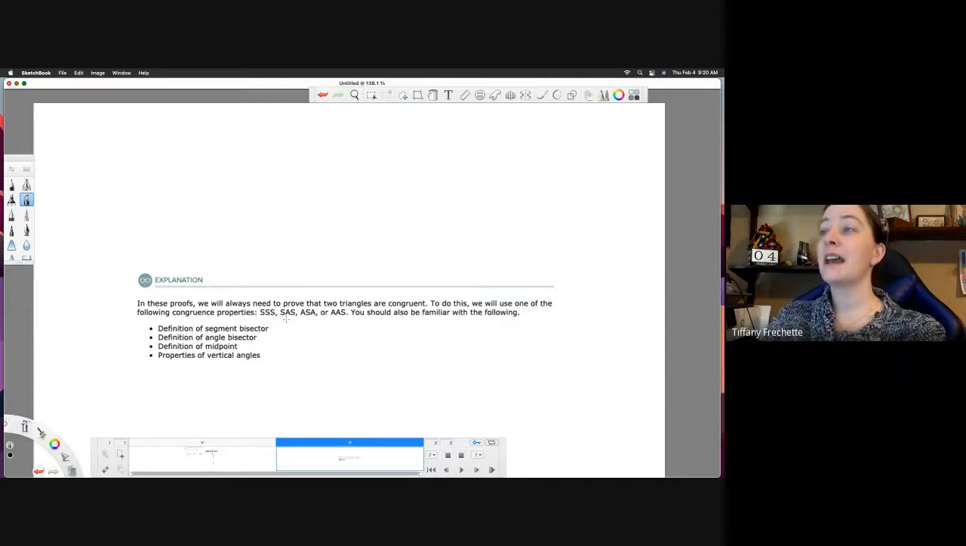We have side, angle, side. So when we look at a triangle like this, we go side, angle, side. It has to go in order like that.